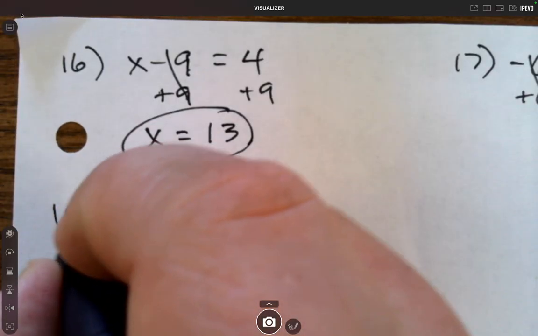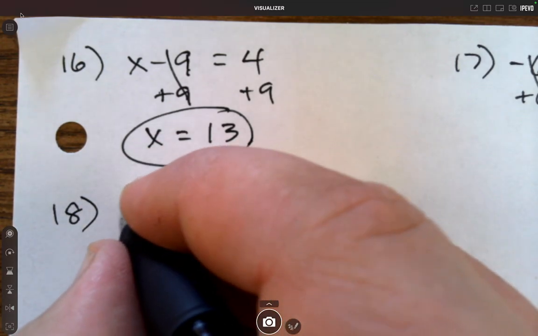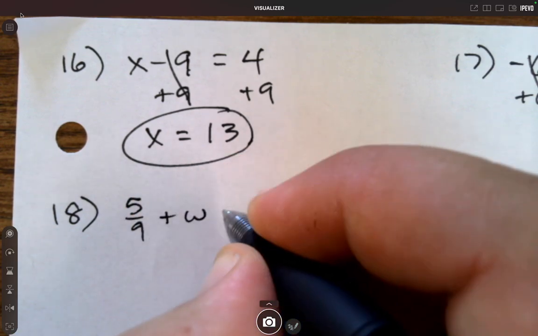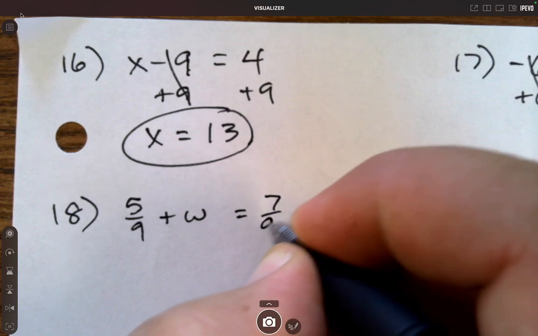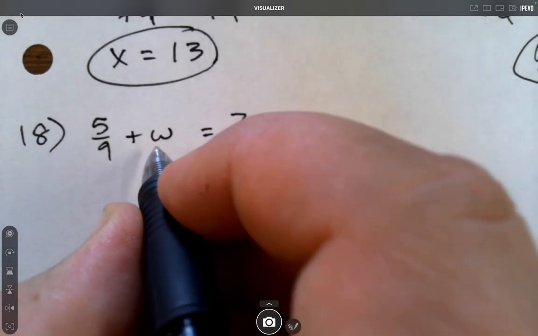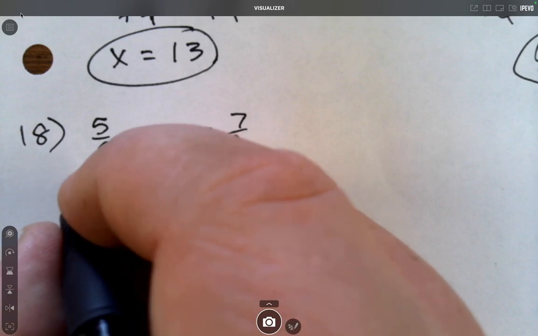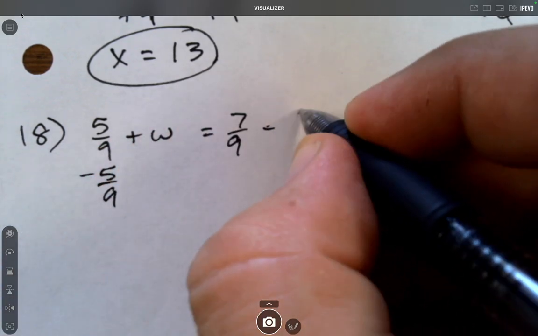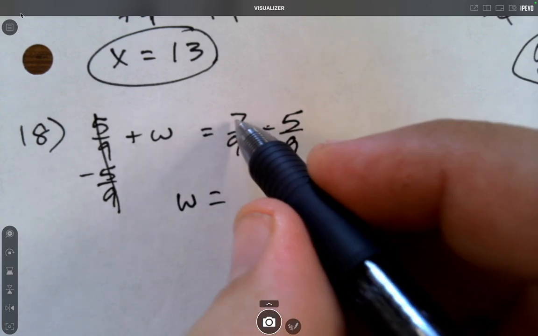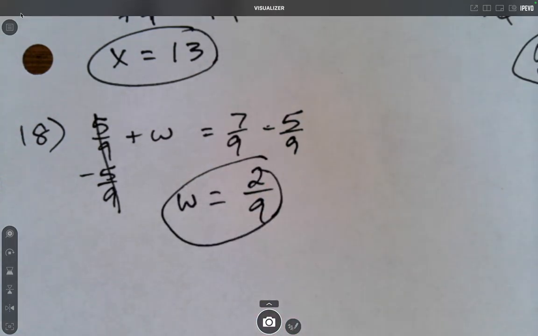Okay, I'll do 18, but there's none like 18 on the test. Though actually this one's not that hard, but still, I'm not going to make you add and subtract fractions. You will have to multiply and divide them, but not add or subtract them. But this one's pretty straightforward because it has the same denominators already. So to get w by itself, right now it's being added 5/9. So we subtract 5/9. It cancels out. 7 minus 5 is 2, and we leave the denominators the same. So w equals 2/9.